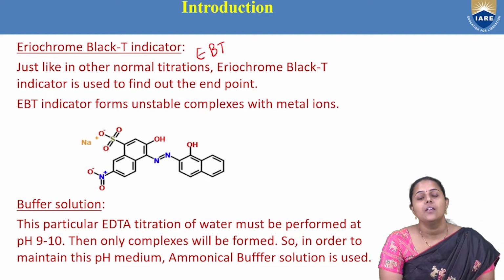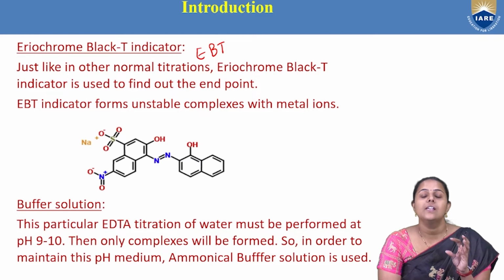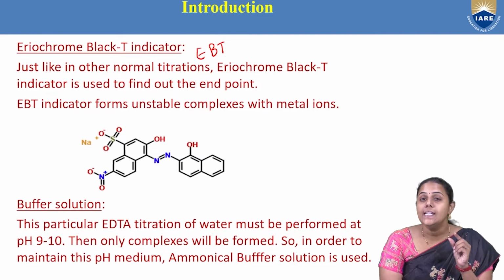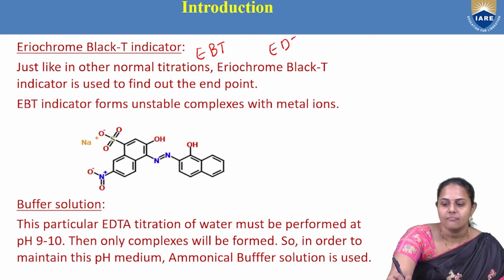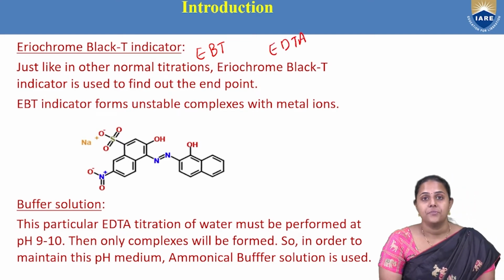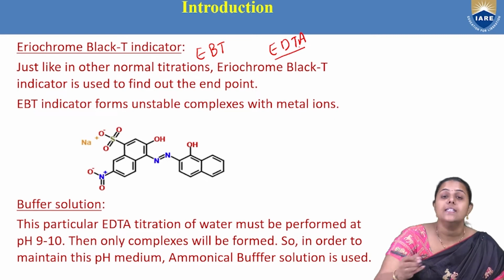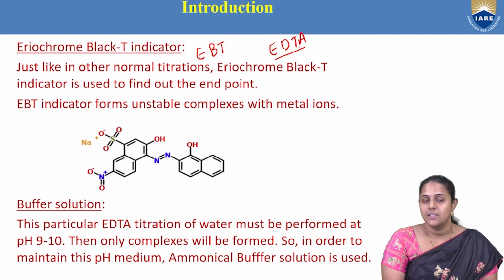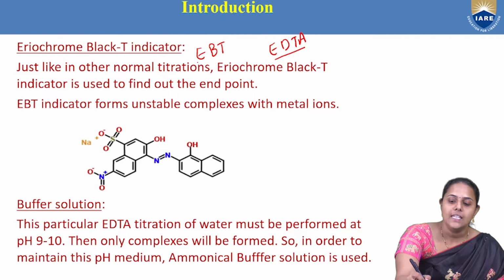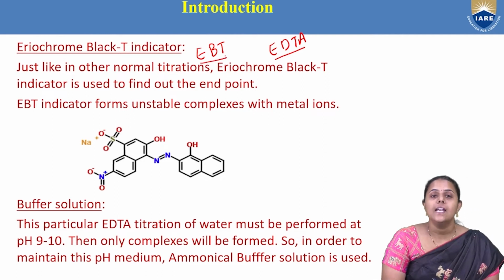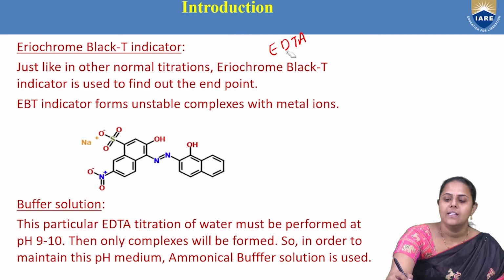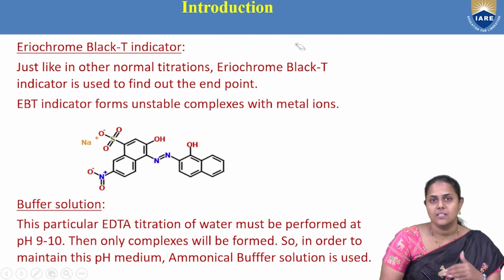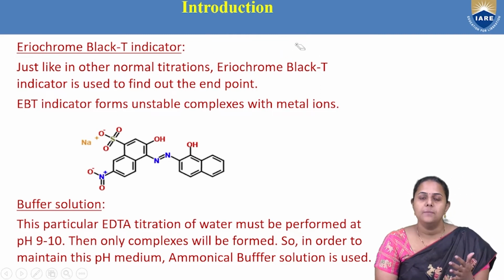Most of the time, students get confused between EDTA and EBT because both of them start with E. But EDTA is the reagent that is used in this titration, and EBT is the indicator that is used in this titration. This Eriochrome Black T indicator is just a normal indicator, just like phenolphthalein and methyl orange.